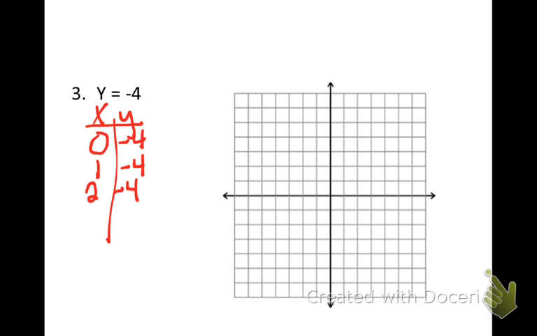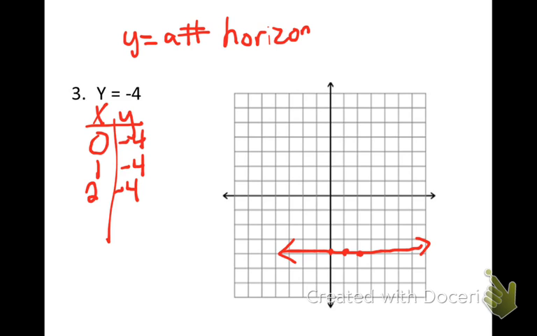So 0, negative 4 is going to be down here. 1, negative 4, 2, negative 4. So what kind of line is this? It is a horizontal line. So anything in the form y equals a number will always be a horizontal line. Horizontal.